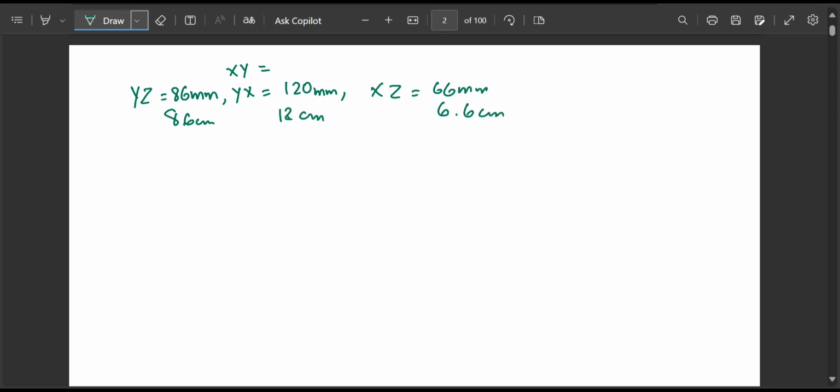Okay, we have divided them by 10. So now these are the values that we have. Firstly, the largest is this one, so we should place x at the bottom, and y. Y will be here. You're making a straight line, then you are marking point x. It's going to be 12 centimeter.